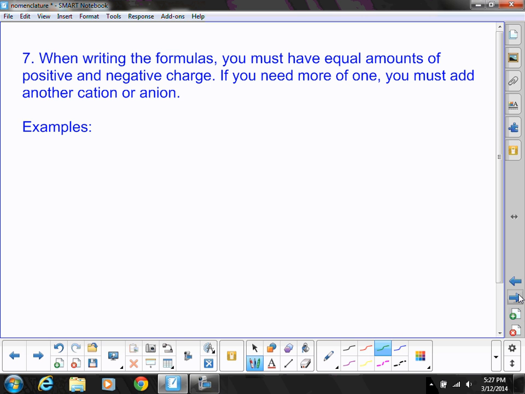Another rule when writing the formulas: you must have equal amounts of positive and negative charge, which we just talked about. If you need more of one, you must add another cation or anion. So we did those examples. Let's just do one more to emphasize that again. We'll do something like, let's say, copper 2 nitrite this time.